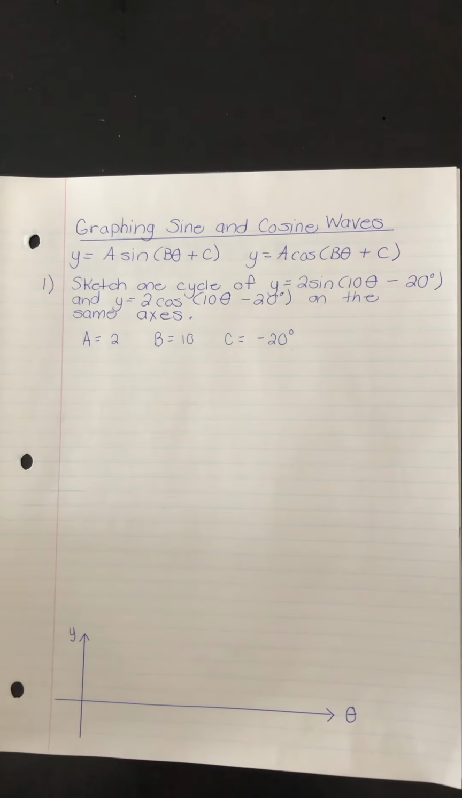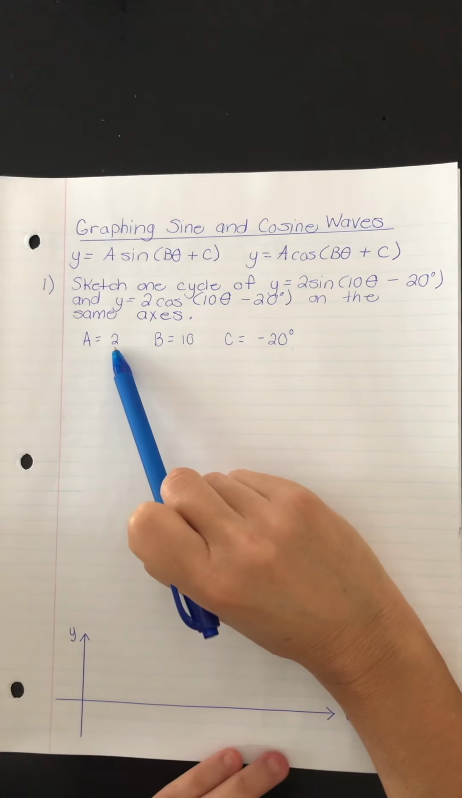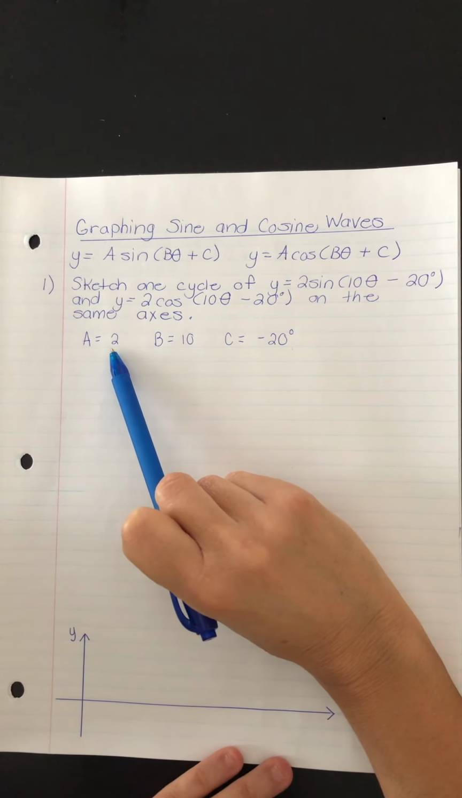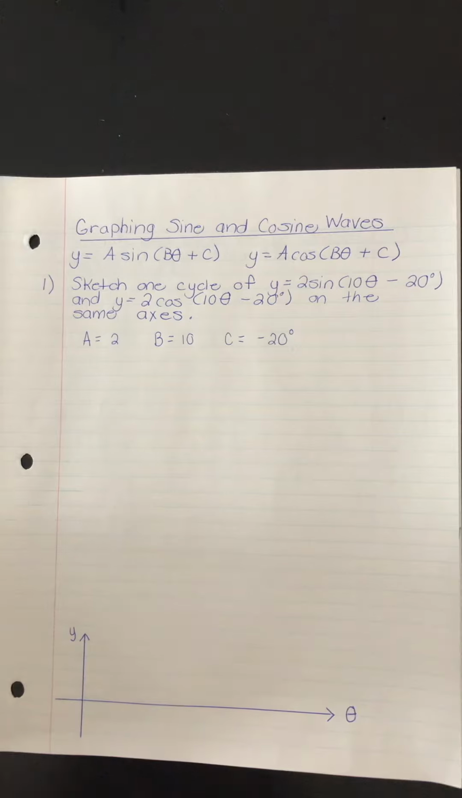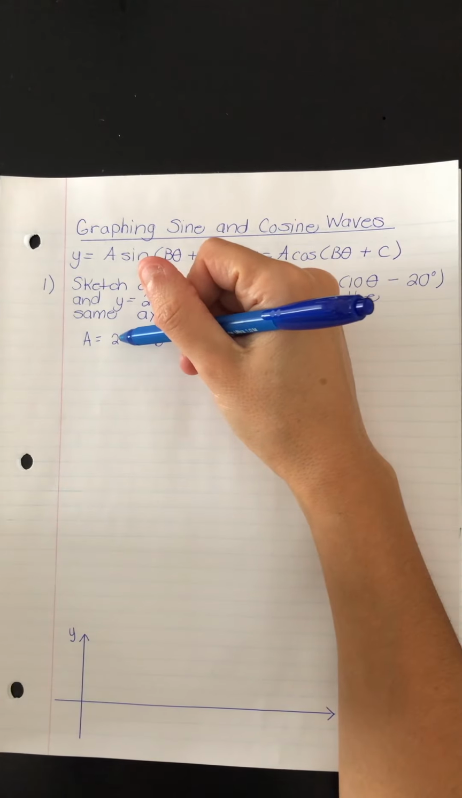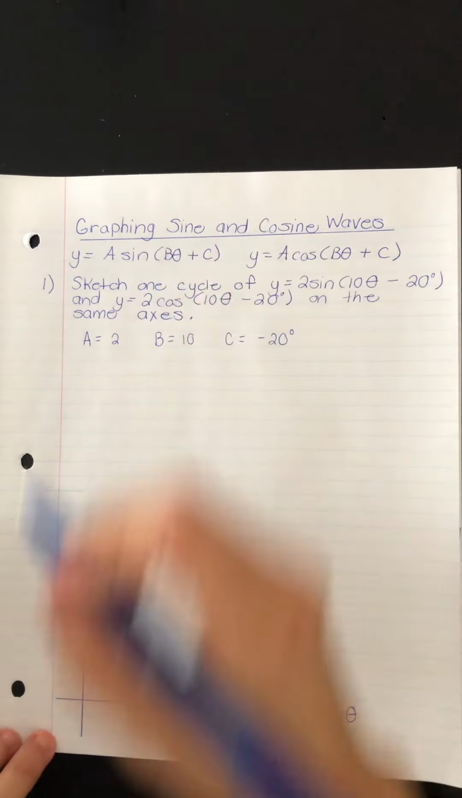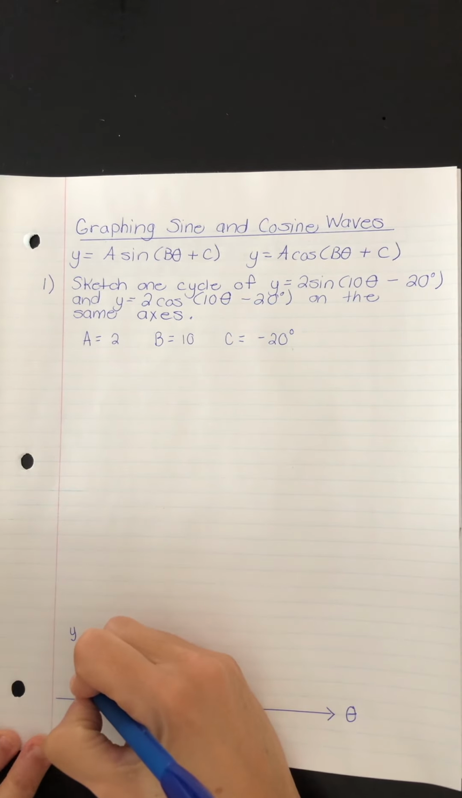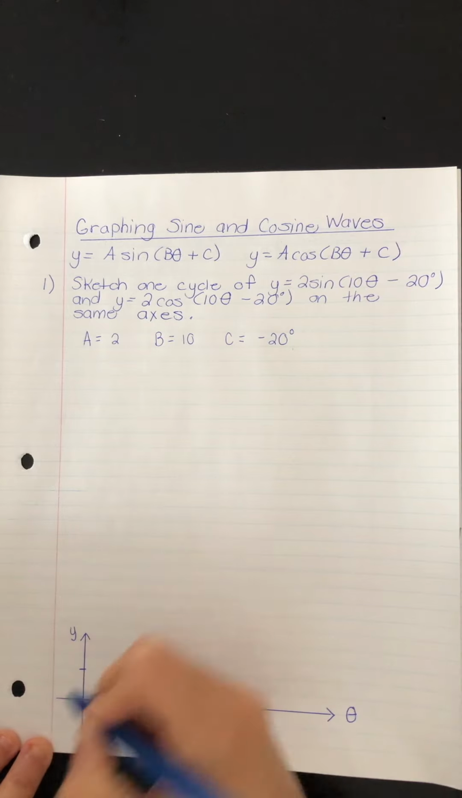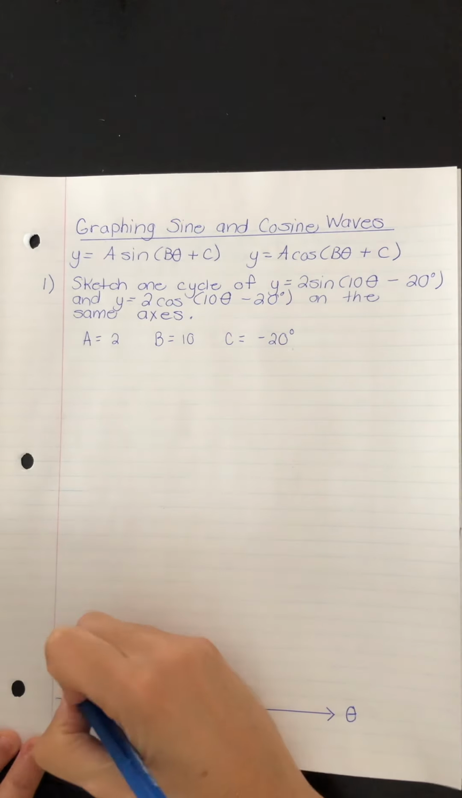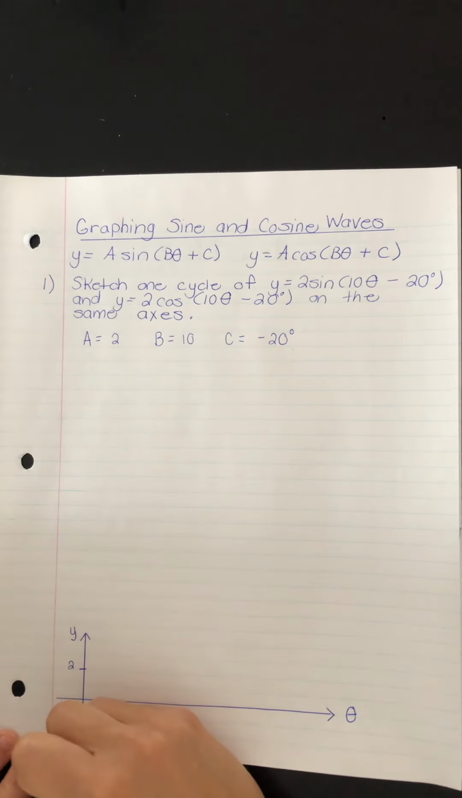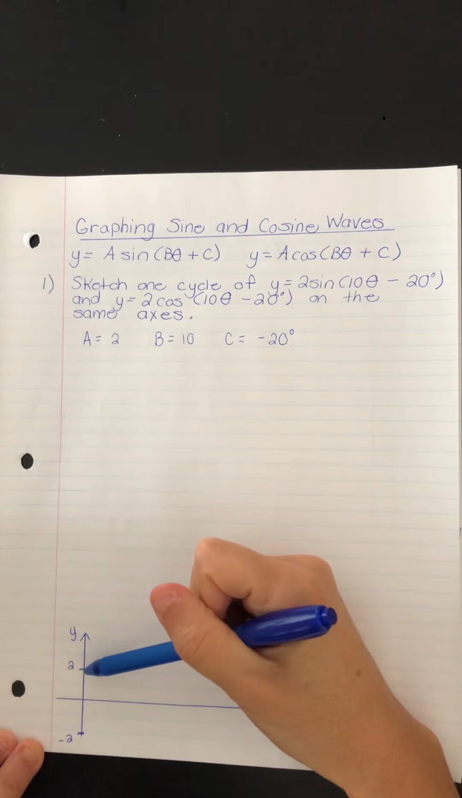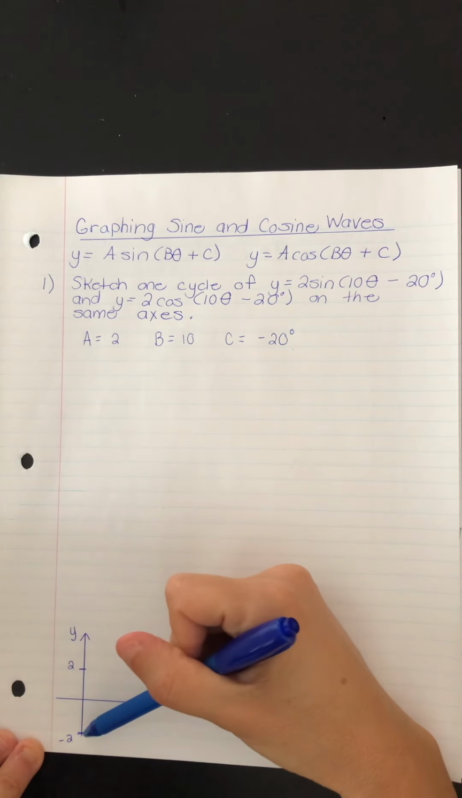All right, the a value determines the amplitude of the graph. So this number represents the maximum distance from the resting position. In other words, it means that the graph will reach a maximum value of 2 or a minimum value of negative 2.